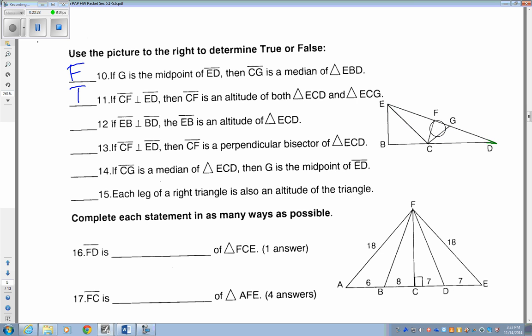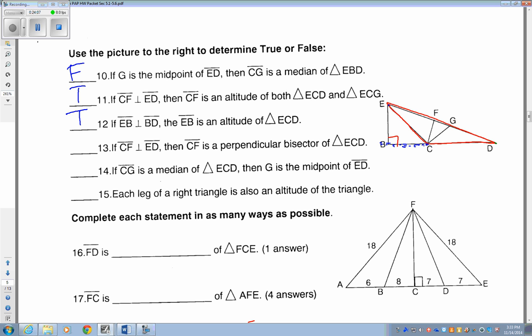Now, 12. If EB is perpendicular to BD, then EB is an altitude to the triangle ECD. Can the altitude be outside the triangle? Yes, it can. This is true. You can have, because if I extend this side, okay, it's going up to that vertex, okay. An altitude can be outside the triangle, and it happens when you have an obtuse triangle, okay.